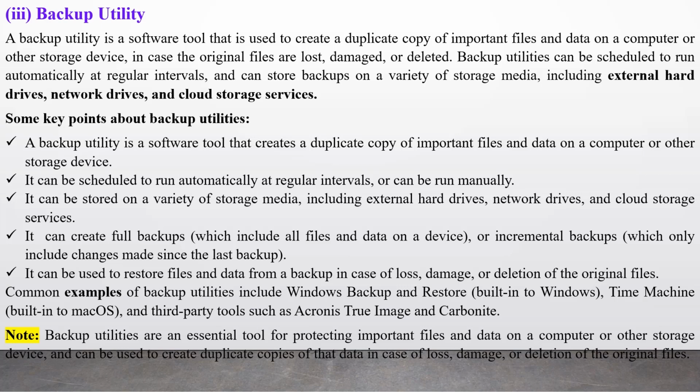It can be used to restore files and data from a backup in case of loss, damage, or deletion of the original files. Common examples of backup utilities include Windows Backup and Restore, built into Windows, Time Machine, built into Mac OS, and third-party tools such as Acronis True Image and Carbonite. Here is an important point to note. Backup utilities are an essential tool for protecting important files and data on a computer or other storage device, and can be used to create duplicate copies of that data in case of loss, damage, or deletion of the original files.